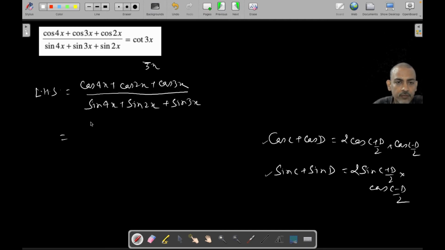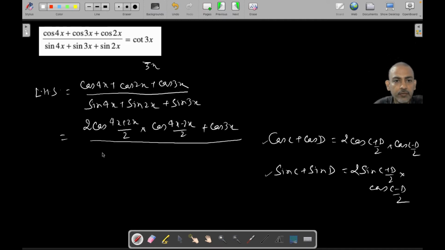So here it will become 2 of cos of 4x plus 2x by 2 into cos of 4x minus 2x by 2, and then there is another term cos 3x which will be written just like that, and then we will be having same way 2 of sin of 4x plus 2x by 2 into cos of 4x minus 2x by 2, and then I will have another expression over here which is sin 3x.